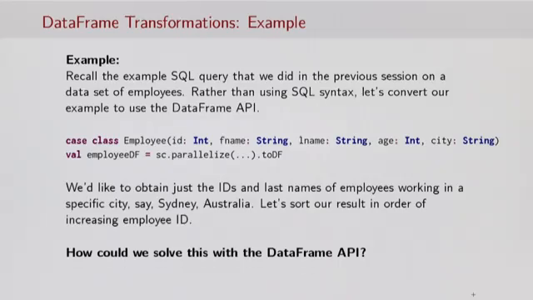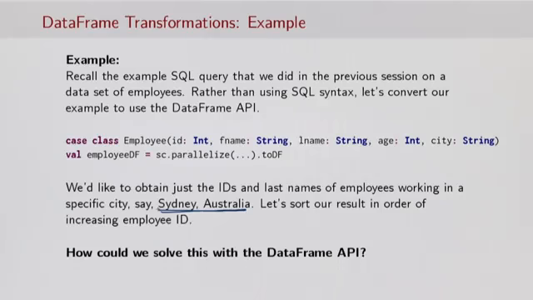So now that we know how to refer to columns inside of these data frame operations, let's look at an example. Recall the example SQL query that we did in the previous session on this data set of employees. We've been looking at this employee data frame for a little while. Rather than using SQL syntax like we did in the last session, let's convert our example to use the DataFrame API. If you remember, this example asked us to obtain just the IDs and the usernames of the employees working in a specific city. Say, in this case, we want to select just the people living in Sydney. And then let's sort the result in order of increasing employee ID afterwards.